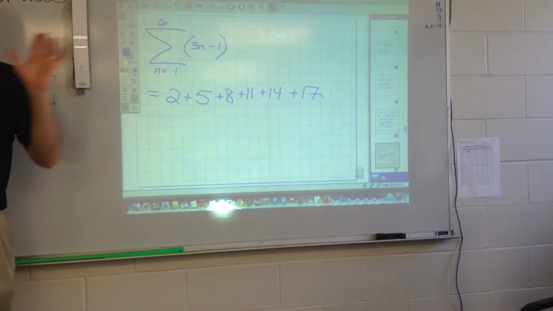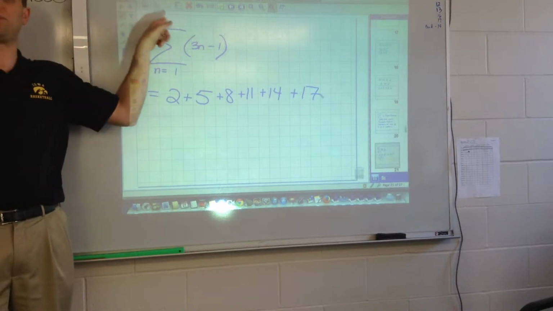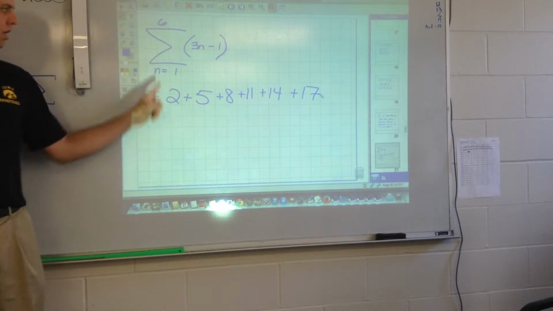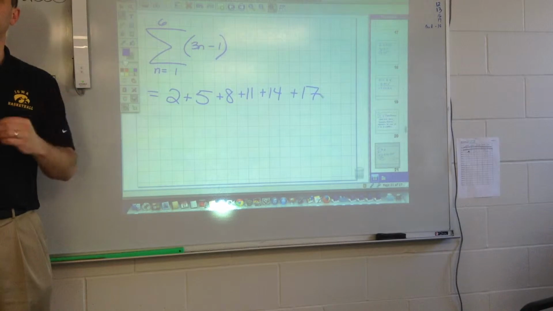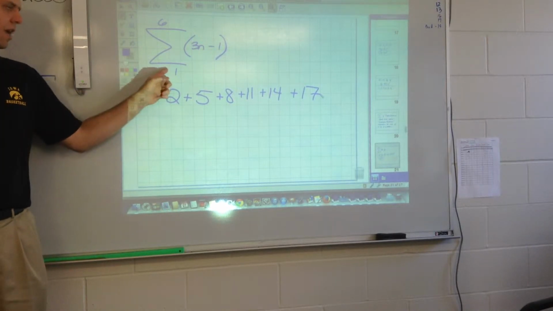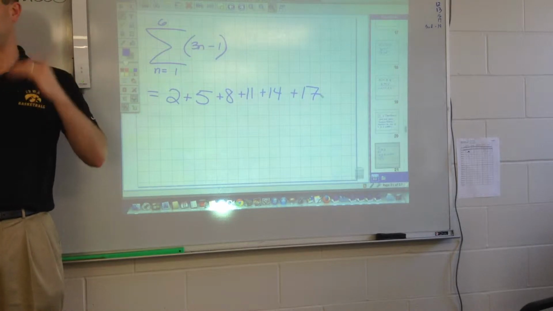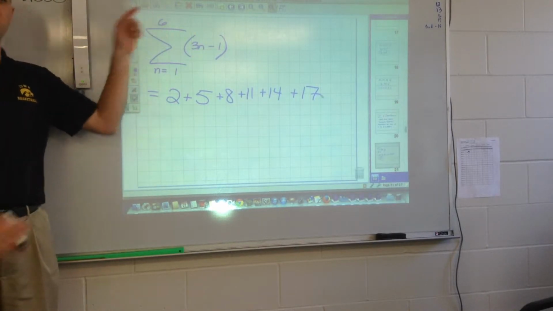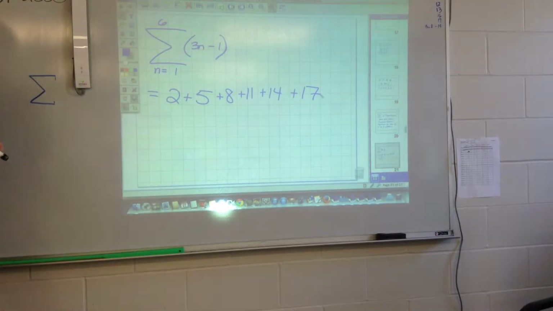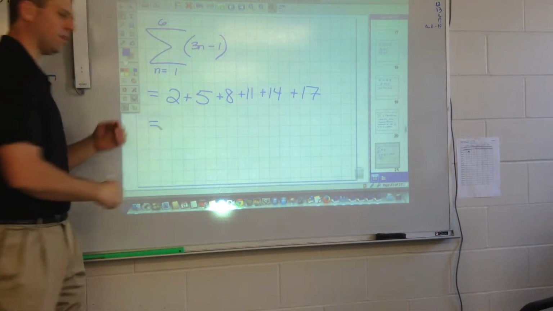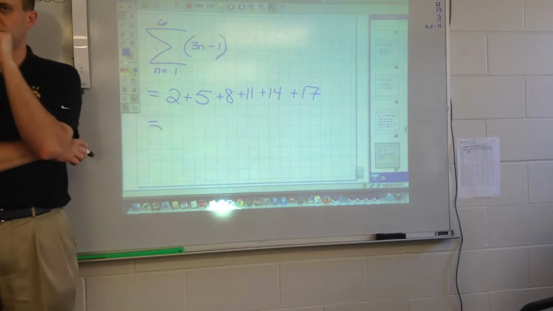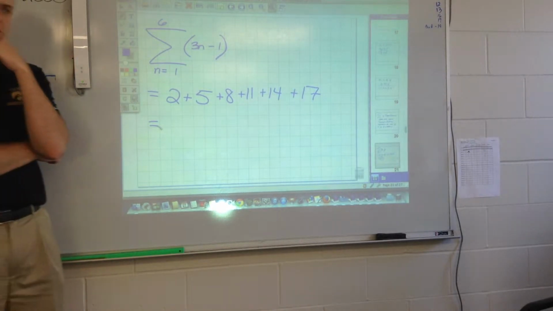I'm not going to plug any more numbers in for n because it told me to stop once I get to 6. So the number down here tells you the first number to substitute in for n. And then you keep substituting in every number above it, counting by whole numbers obviously, until you get to the number on top. And then you just take a calculator and add them all together, although I will show you shortcuts for longer problems here shortly. Okay?